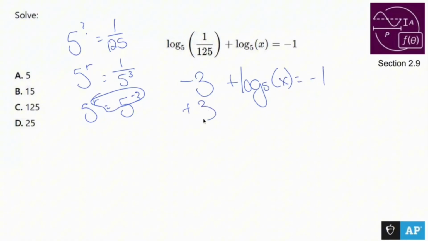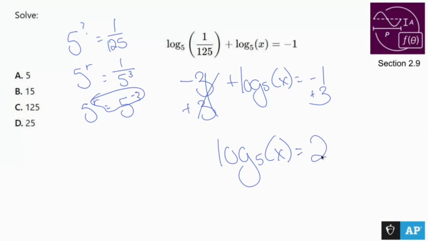Now I'm going to add 3 to both sides. And that gets me log base 5 of x equals 2. I also know that I can write a log as an exponential form by following this rule. Log base b of y equals x can be written out as b to the x equals y.